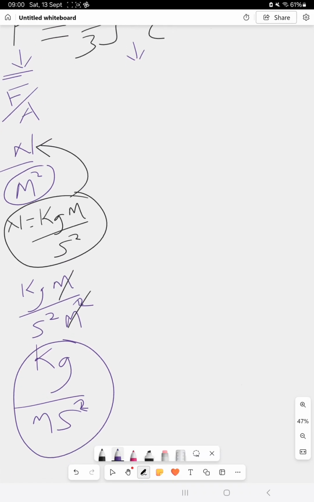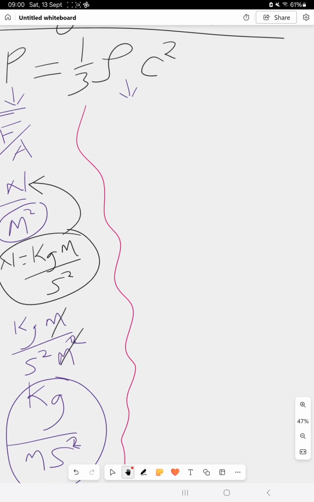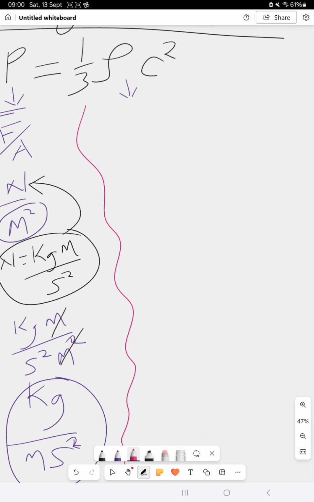Now, I will use a different pen. So the right hand side, we have a third times density times c squared. What are the units of density? Density is given by mass over volume, and the units of this one, units of mass, is kilogram over meter cubed.